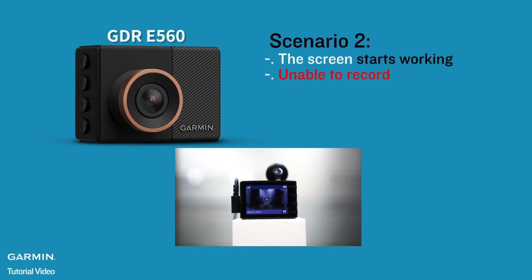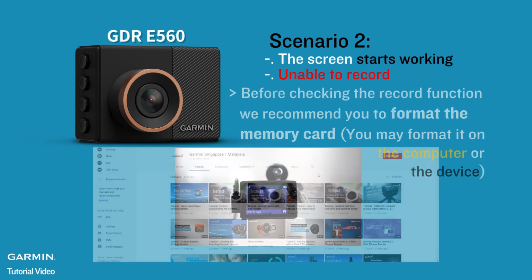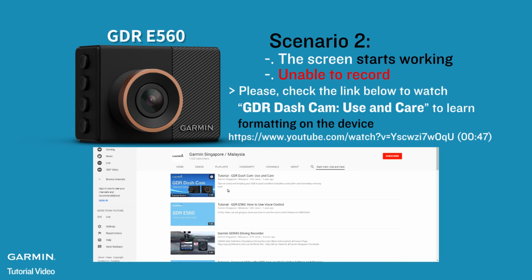Second scenario: the screen starts working, but unable to record. Before checking the record function, we recommend you format the memory card. You may format it on the computer or the device. Please check the link below to watch GDR-Can Use and Care to learn formatting on the device.